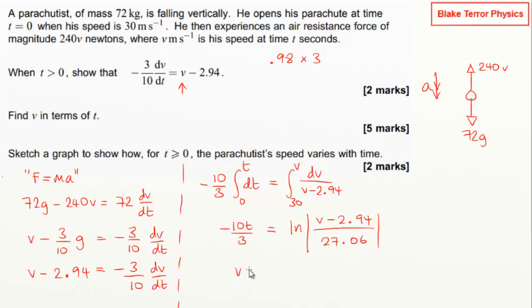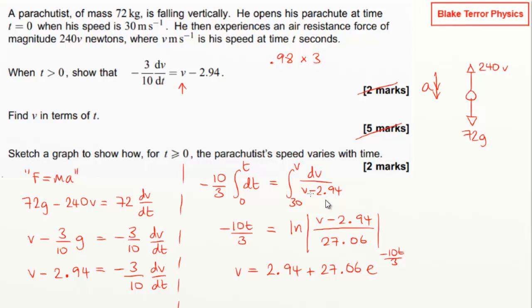Now we're just going through the final few steps. So we will have v is equal to 2.94, just rearranging to make v the subject, plus 27.06 multiplied by e to the minus 10t over 3. So a nice simple rearrangement to do at the end. And that solved our differential equation.